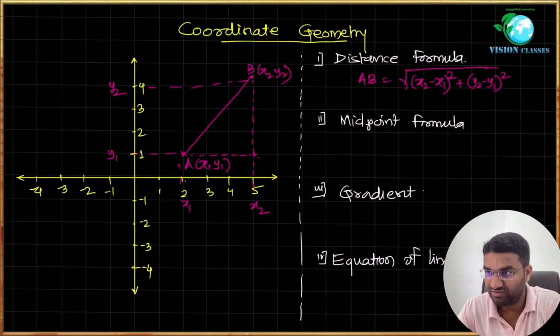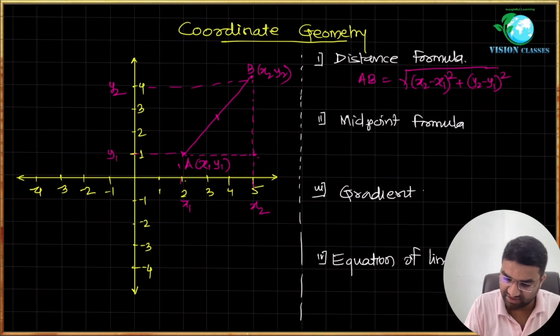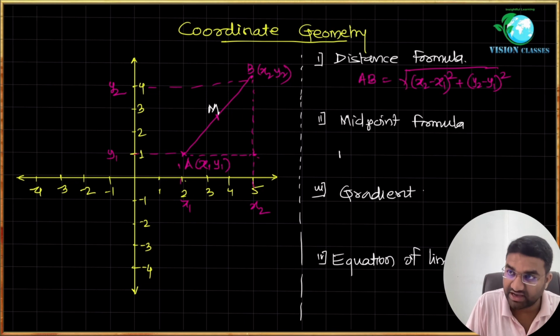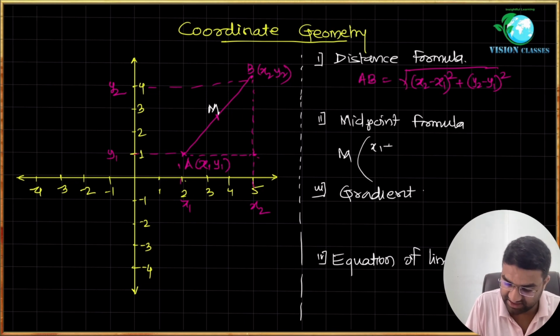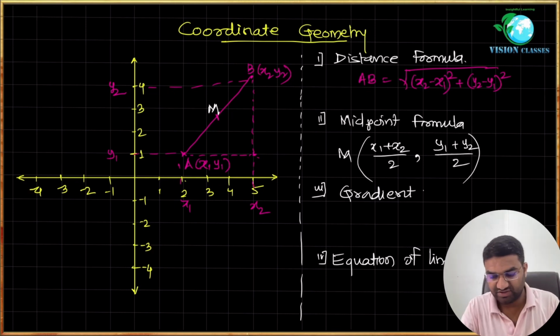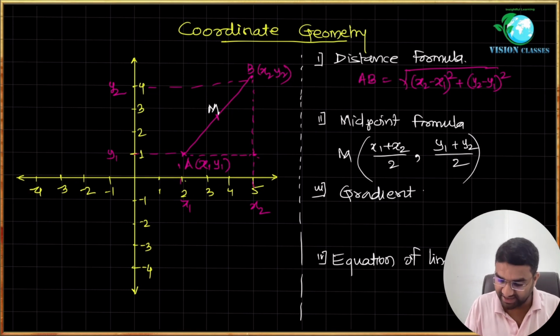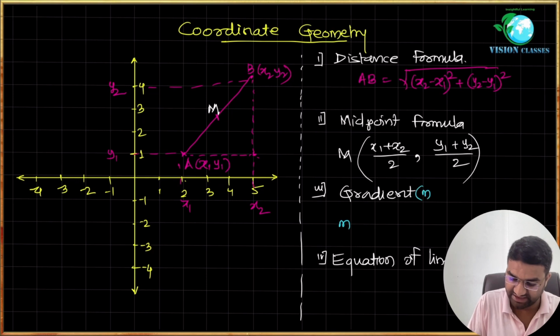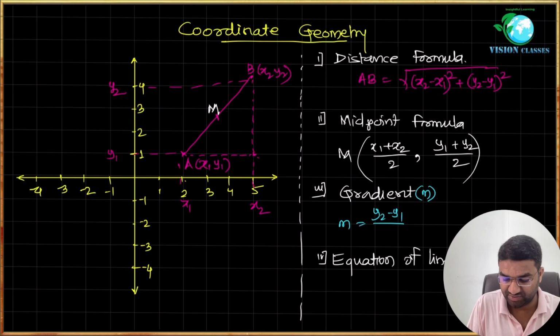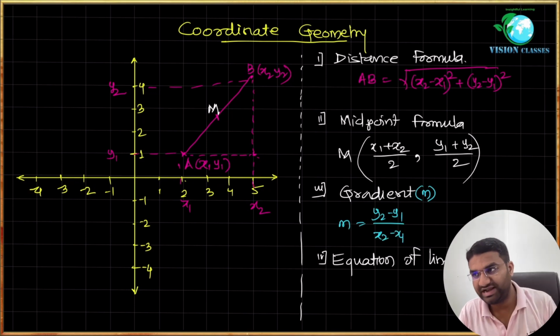Next we have the midpoint formula. Let's say M is the midpoint, all right, and we can calculate M using (x1 plus x2) divided by 2 comma (y1 plus y2) divided by 2. Done, that's it. So that's the midpoint formula. Then gradient is y2 minus y1 upon x2 minus x1. Gradient, let's say m here, is equal to y2 minus y1 upon x2 minus x1. This is the gradient form, all right.